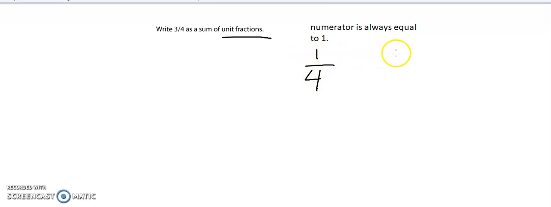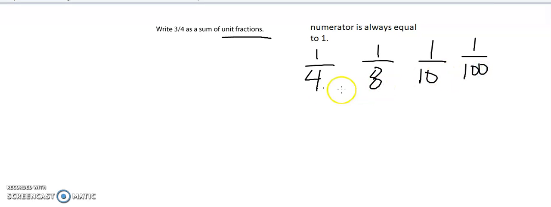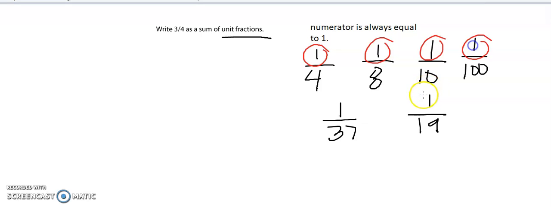My numerator is 1. I can have 1/8, numerator is 1. 1/10, 1/100, 1/37, 1/19. What they have in common as unit fractions is that every numerator is always equal to 1. So that's our rule for unit fractions: the numerator is always equal to 1.